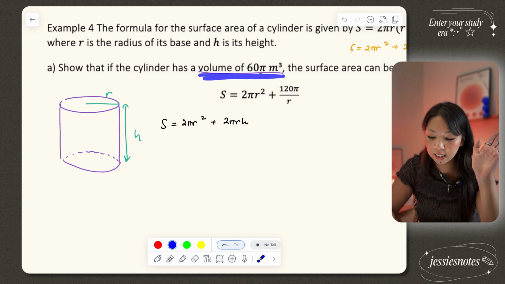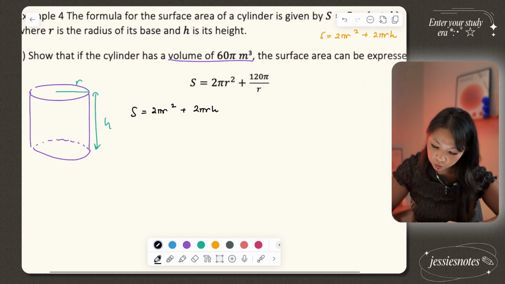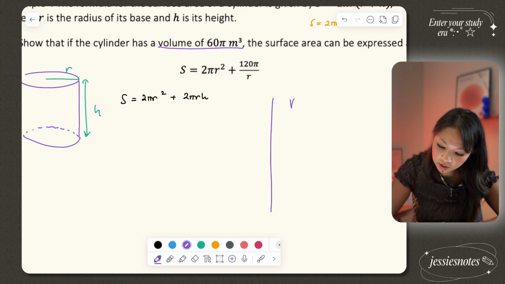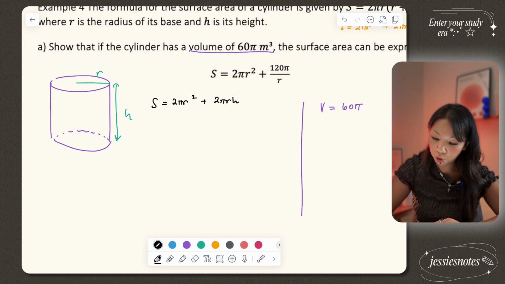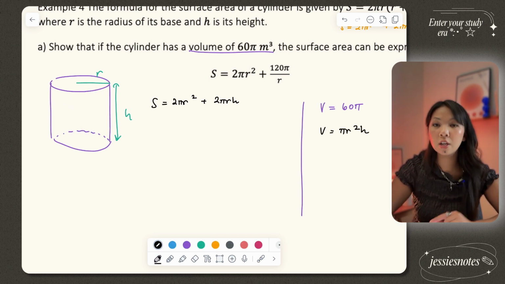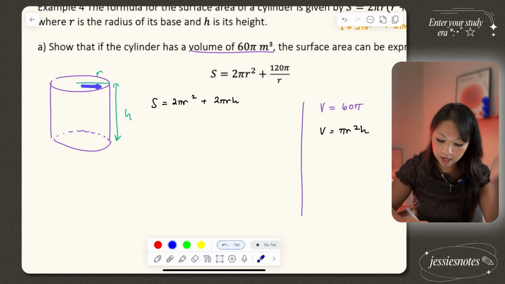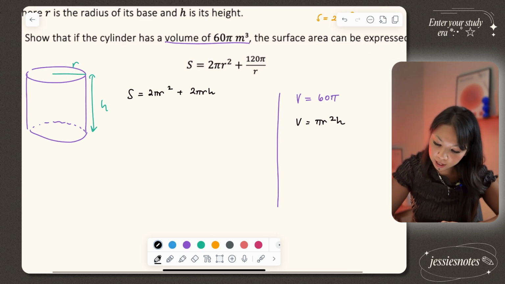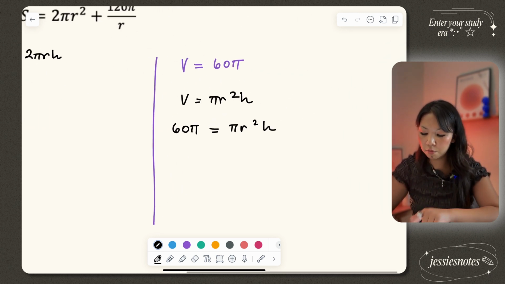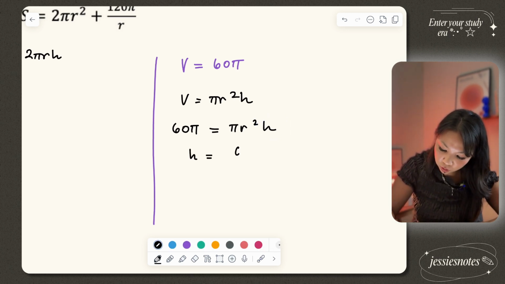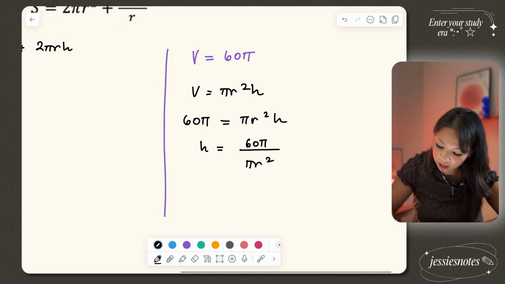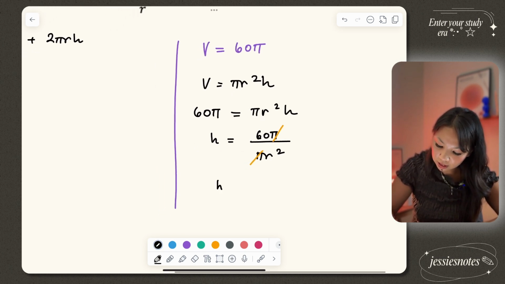And they've also given us that the cylinder has a volume of 60 pi. So on the side here, I'm going to use the fact that V equals 60 pi, and form an equation for the volume of the cylinder, which is given by pi r squared h. The area of the cross section, which is pi r squared, times the height. So we get 60 pi is equal to pi r squared h. And we want to make h the subject because we want to write h in terms of r. So we get h equals 60 pi divided by pi r squared. The pi's cancel, so h is equal to 60 over r squared.